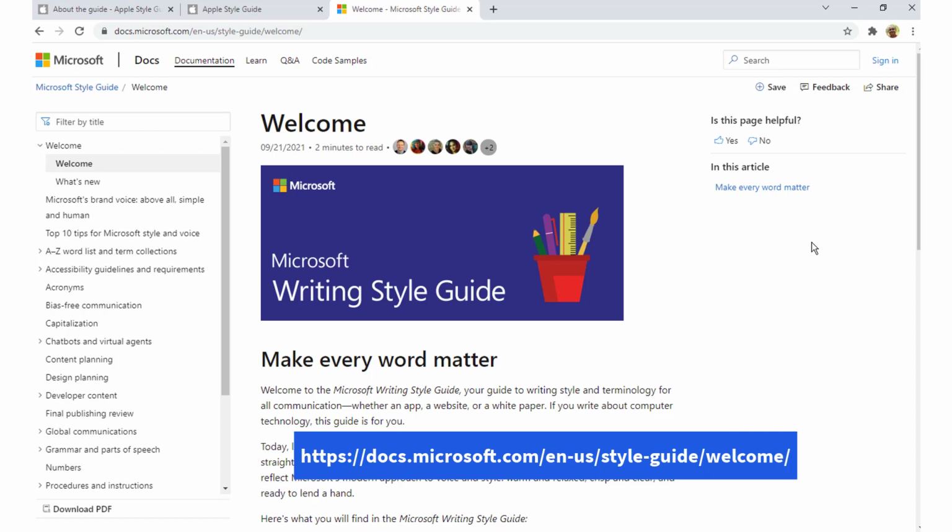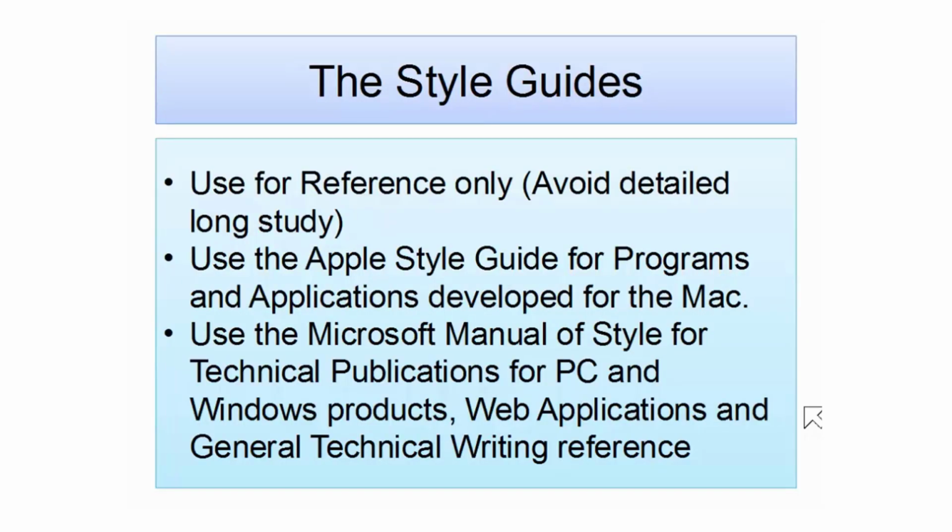Here are some important observations regarding the style guides. Use the style guides for reference only. Don't put your technical writing career or project on hold thinking you need to master these guides before beginning your technical writing profession or projects. Also, do not consider your project incomplete if it fails to be 100% Apple Style Guide compliant, or if it isn't 100% compliant with the Microsoft Manual of Style for Technical Publications.